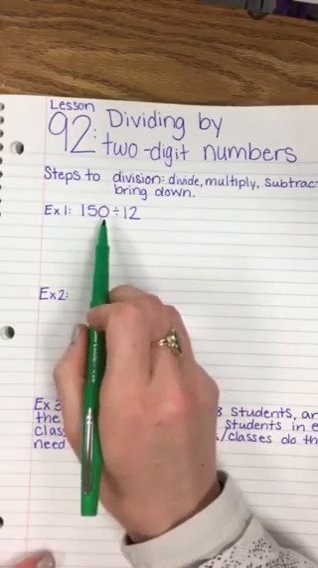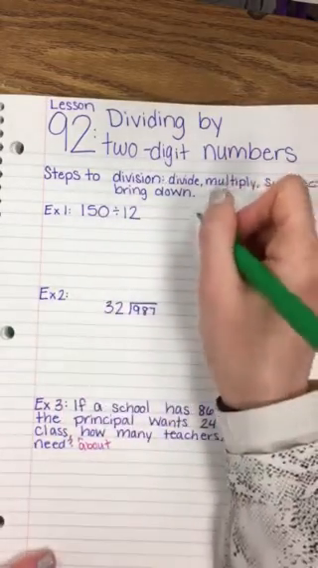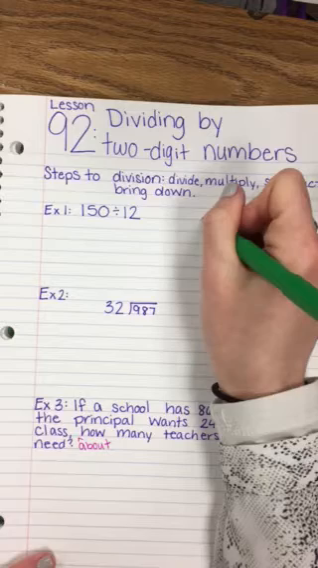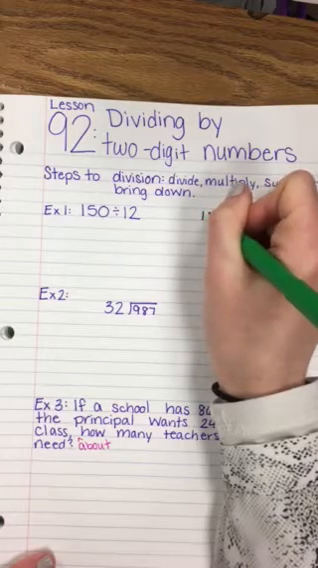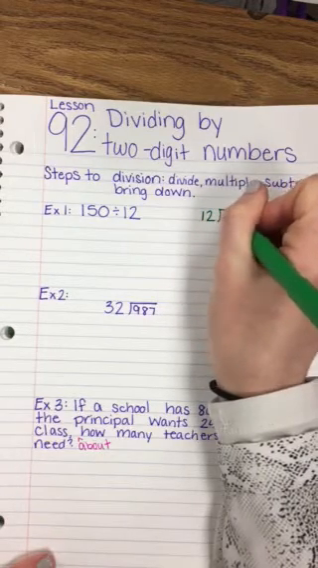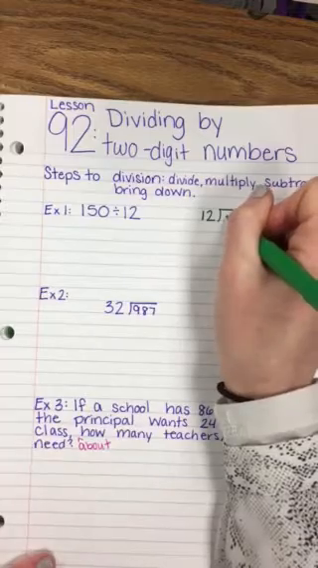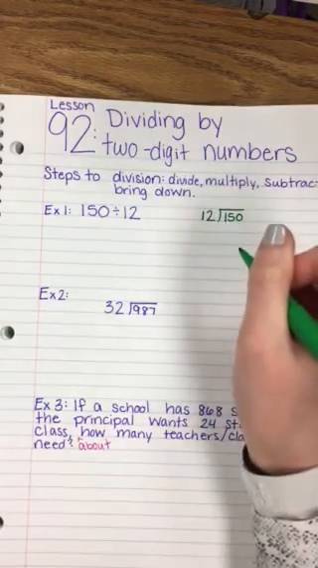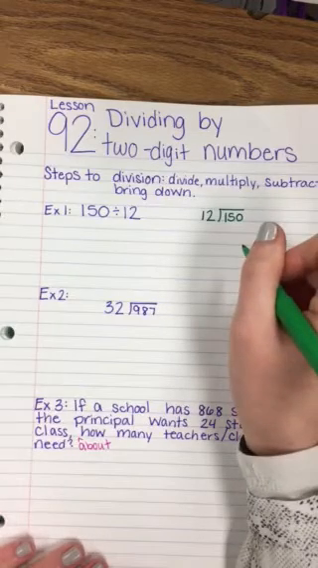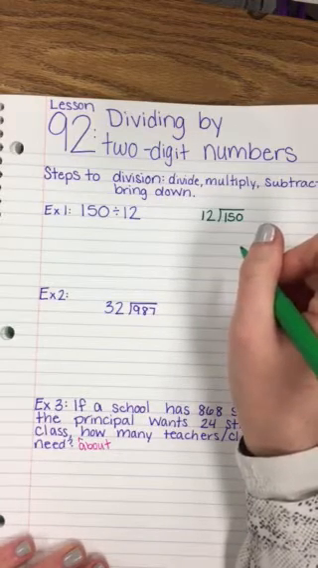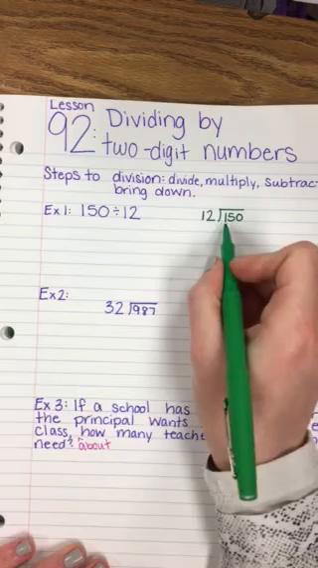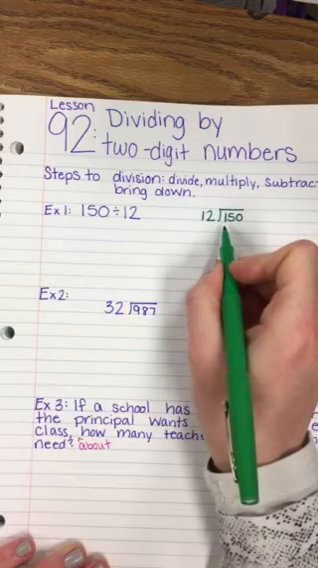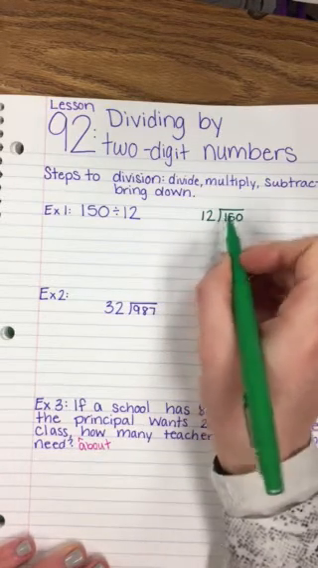150 divided by 12. We have to begin, of course, by writing our division problem set up. It's going to be set up like this, 150. So 150 divided by 12. We begin by breaking the division into a smaller division problem. Starting from the first digit in the 150, we try to find the smallest number that 12 will go into.